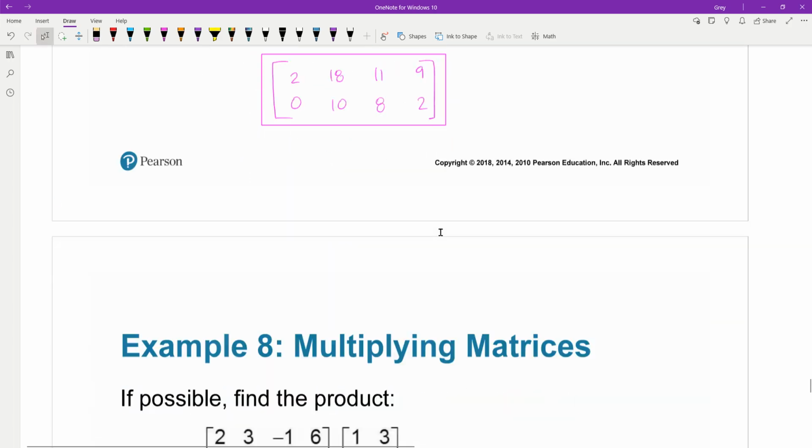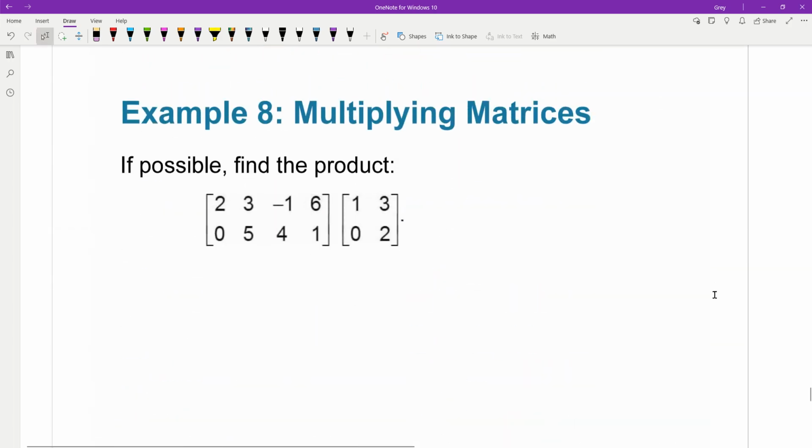All right, last example, number 8. Find the product, if possible. It says it every time. If possible, find the product, which means the first thing you ought to do is find the order. So we just switch the order of these two. This is 2 by 4, and this is 2 by 2. And those two numbers are not the same, therefore it's not possible.